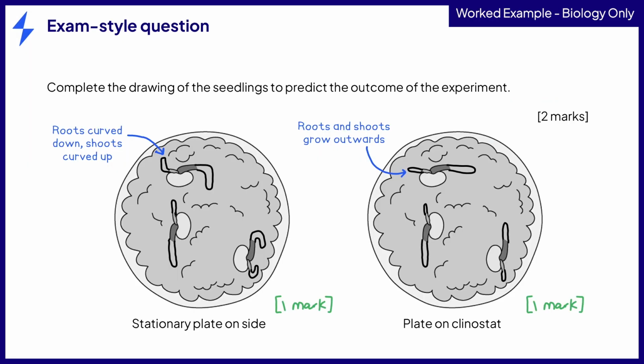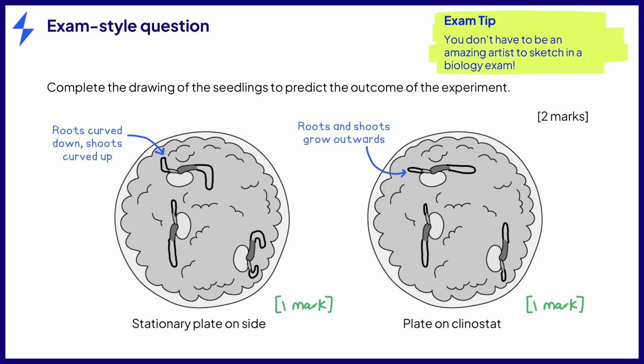This is because the rotation cancelled out any effects of gravity, so there were no gravitropic responses. This is what the exam question response should look like. There is one mark awarded per dish for the correct drawings of the three seedlings, giving a total of two marks for the question. Remember that you don't need to be an amazing artist to draw sketches in a biology exam. Basic shapes are always okay.